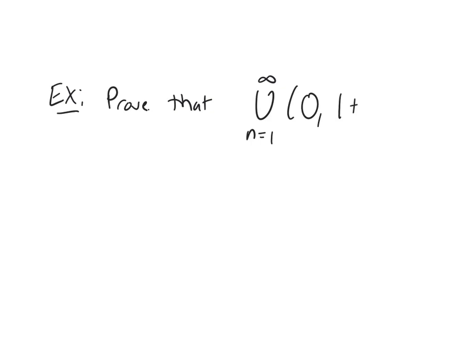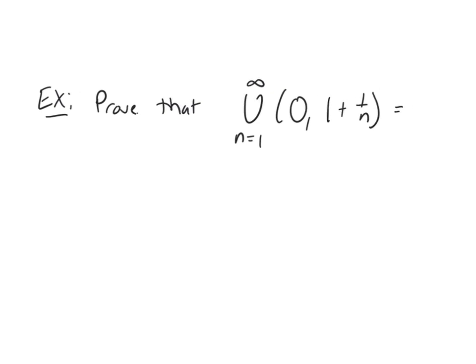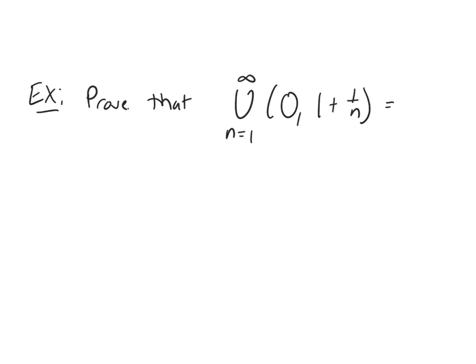Okay, so we're going to start our first proof. We're going to look at a union problem. So I want us to prove that the union from n equals 1 to infinity of [0, 1 + 1/n], the union would be [0, 2].